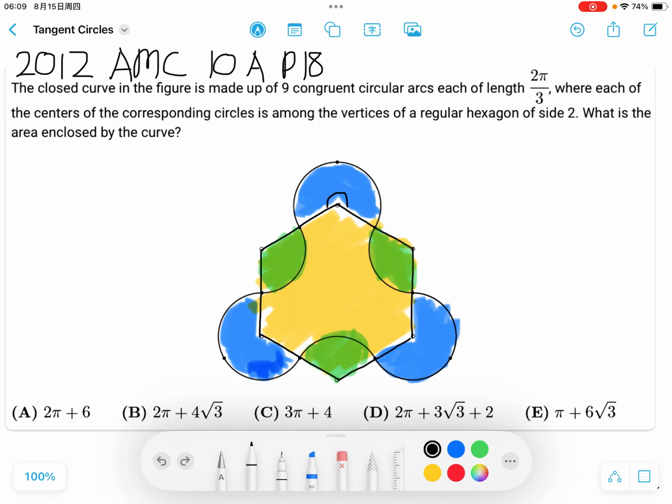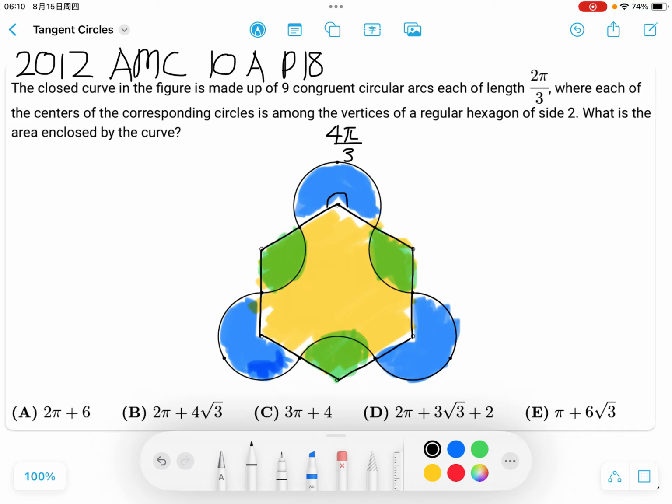Well, essentially you realize that this arc is 2 pi over 3. This arc is also 2 pi over 3. So the total arc length is actually 4 pi over 3. If we have the circumference, then we can figure out our whole circle, like our angle. So what's the circumference? Well, it says the regular hexagon has side length 2.